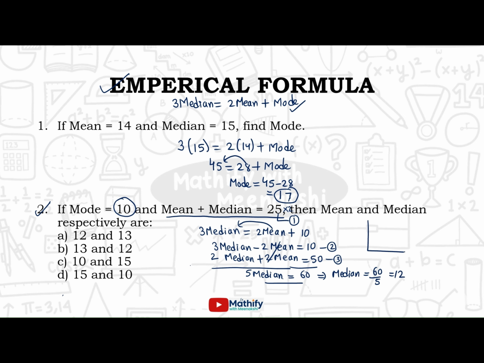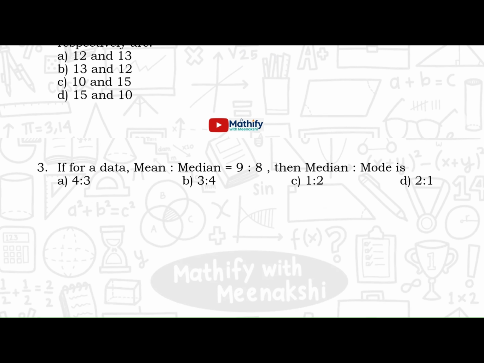What about your mean? We know that the sum is 25. So mean is 25 minus 12, you can say 13. So mean is 13. They're saying first mean then median. So 13 and 12. You have to see carefully the word is respectively. Now let's move to the third question.